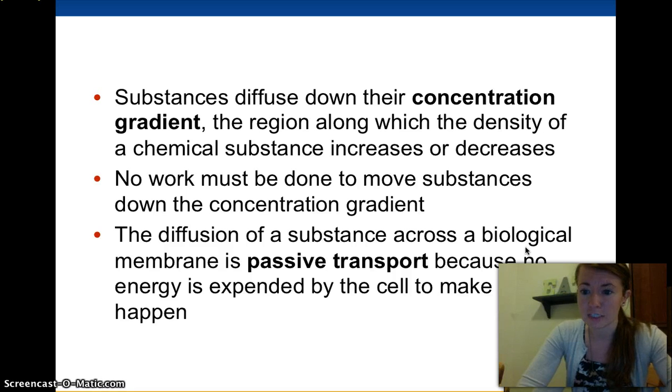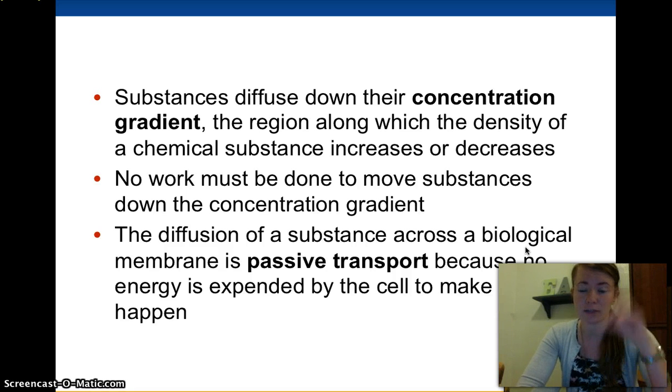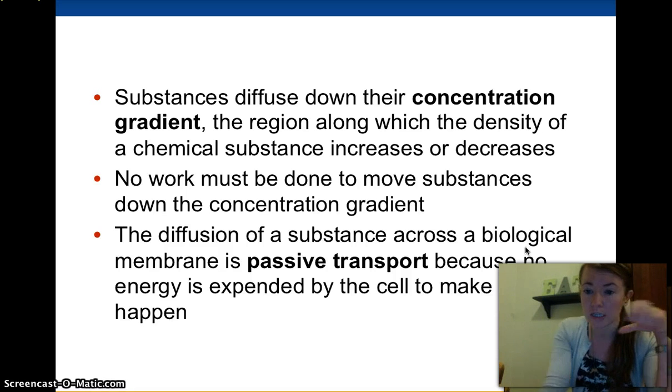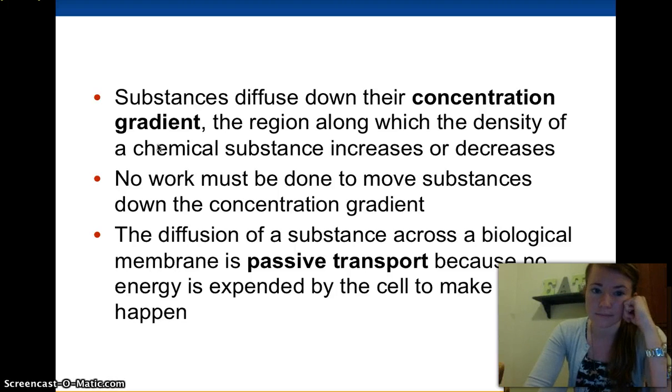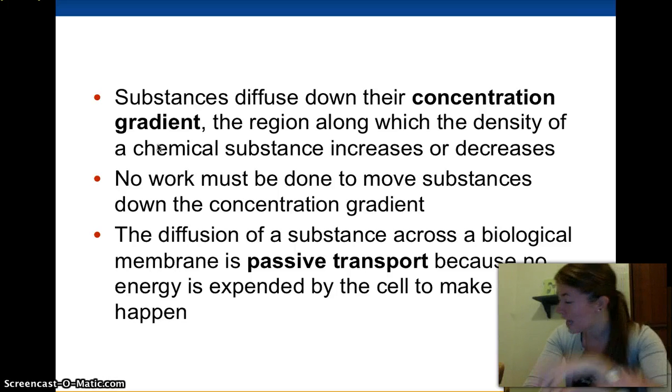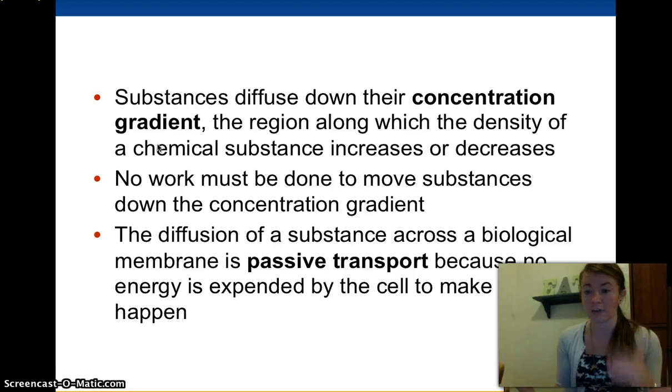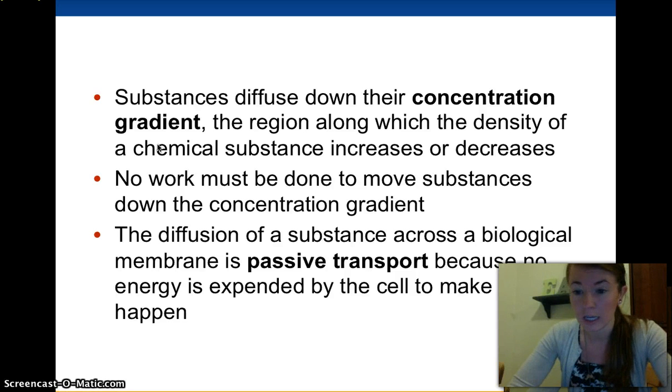By definition, the region along which the density of a chemical substance increases or decreases. So right here, this orange molecule is at a higher density on this side than it is on this side. This does not require any energy to move things from high concentration to low concentration. No energy, no delta G, no change in H, because they're just bumping into each other and spreading out. We're not putting in any energy at all.